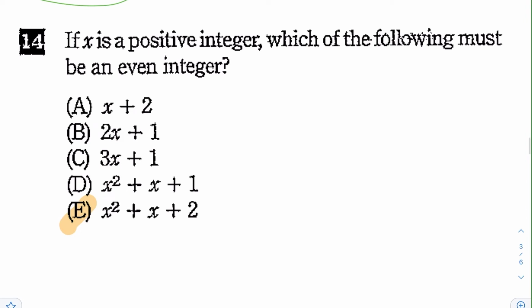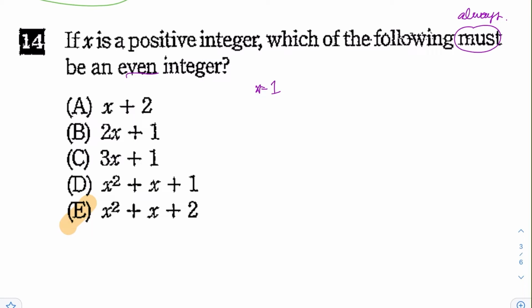Next, for number 14, if x is a positive integer, which of the following must be an even integer? So x is positive, and you want to make sure it's even. One way to do this is to go through all the choices and make x equal to any of the numbers, let's say 1, and substitute in. Because it says must, that means always. So if you find a choice that isn't always even, then that can't be the answer.